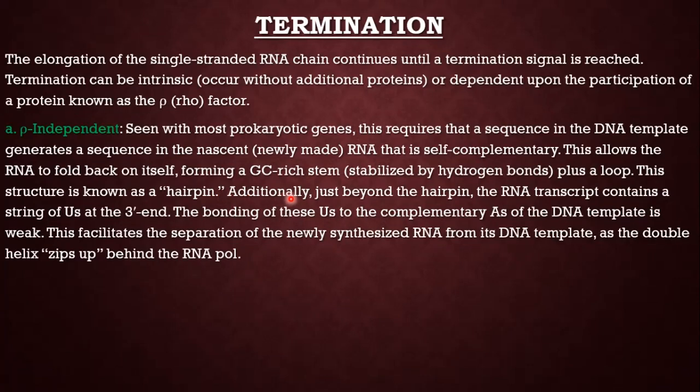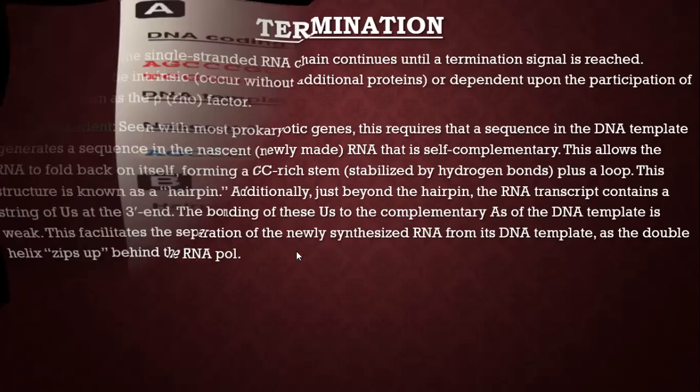Additionally, just beyond the hairpin, the RNA transcript will contain a string of uracils at the 3' end. And remember, the bonding between these uracils and the complementary adenines of the DNA template is weak because you have 2 hydrogen bonds. Due to those weak bonds, that will facilitate the separation of the newly synthesized RNA from the DNA template as the double helix zips up behind the RNA polymerase.